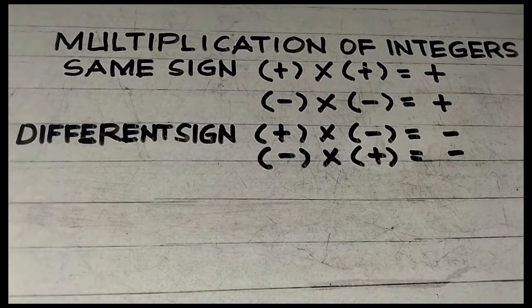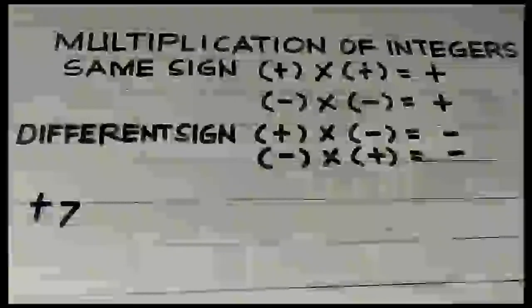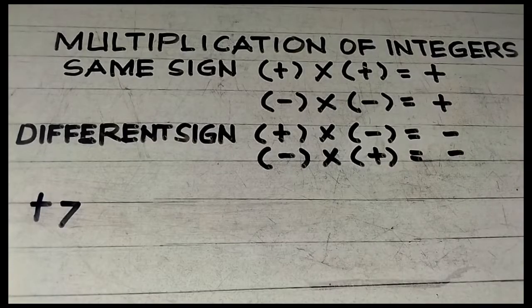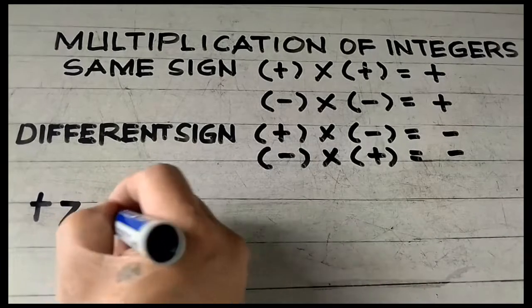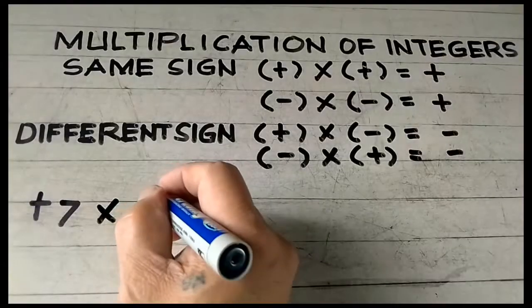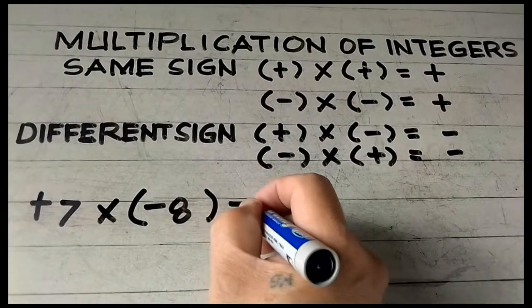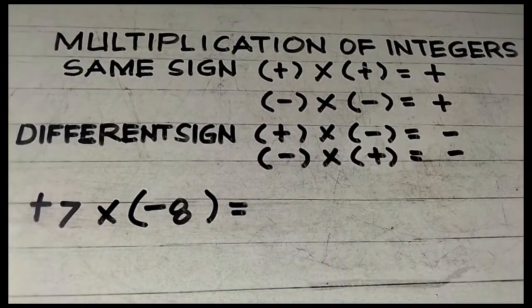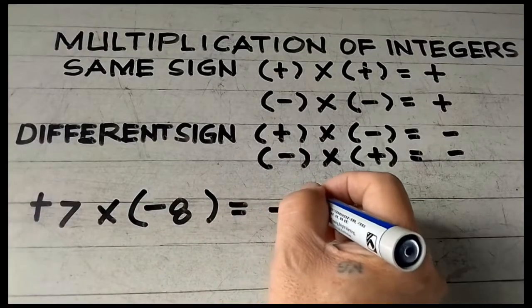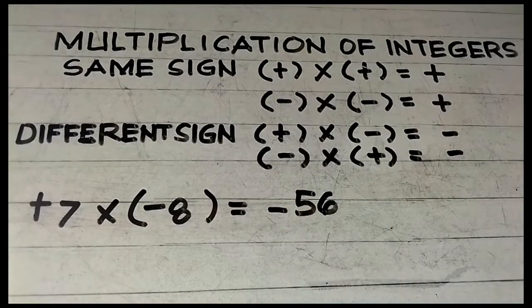positive 7 multiply by negative 8, open and close parenthesis. And that would be negative 56. Okay, clear?